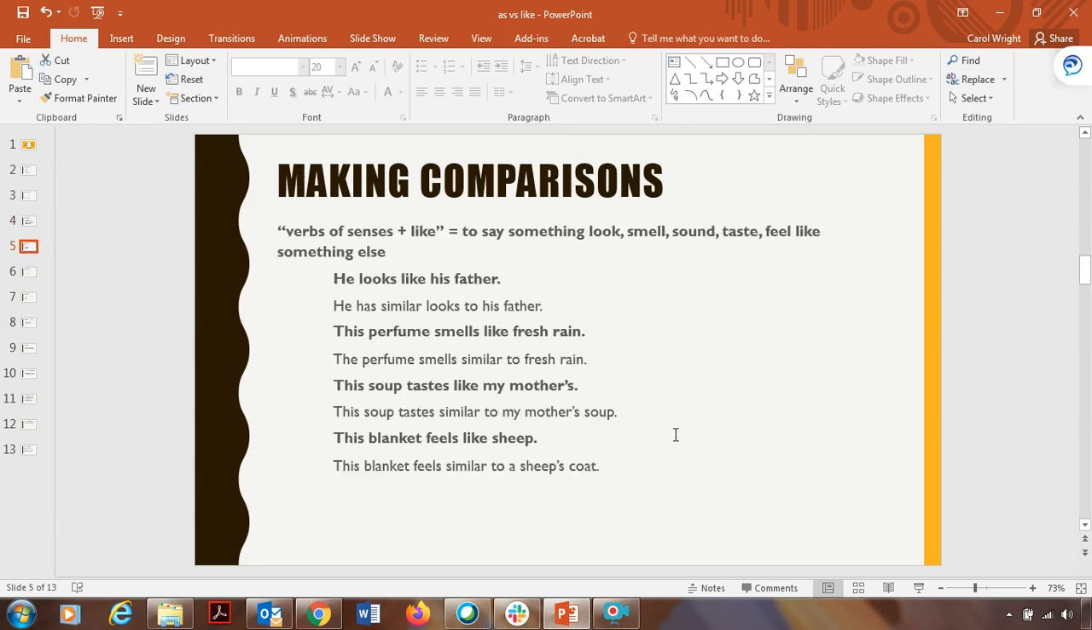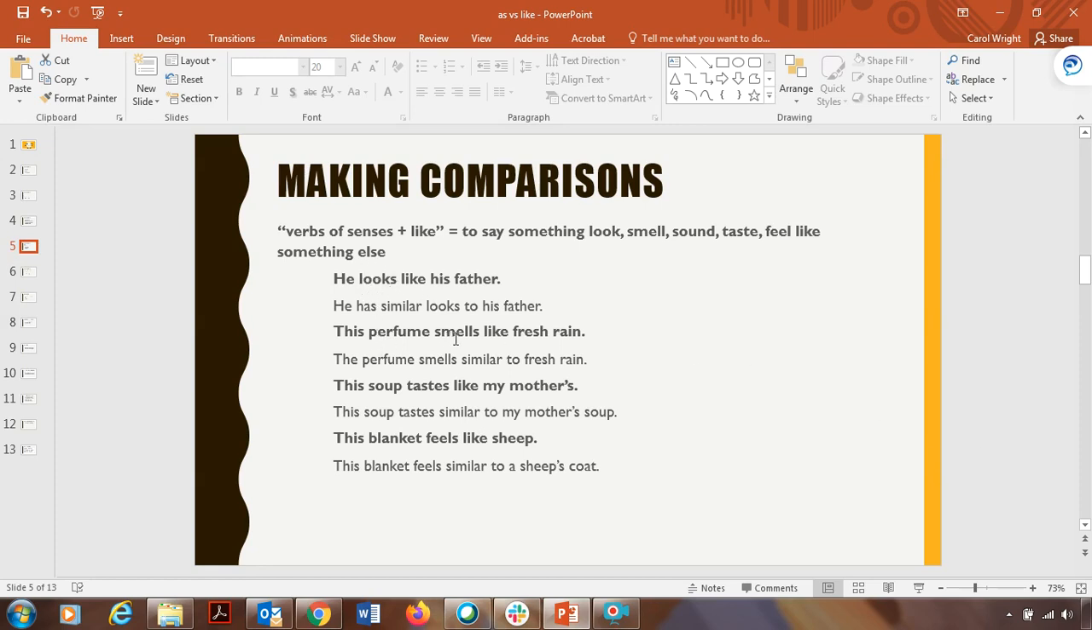Next, we have making comparisons also using verbs of senses plus like. So again, we have the five senses of listening, looking, smelling, tasting, and feeling, right? Plus like to say something looks, smells, sounds, tastes, feels like something else. So if I say he looks like his father, you're saying he has similar looks to his father. So I'm using the first sense of seeing, of looks.